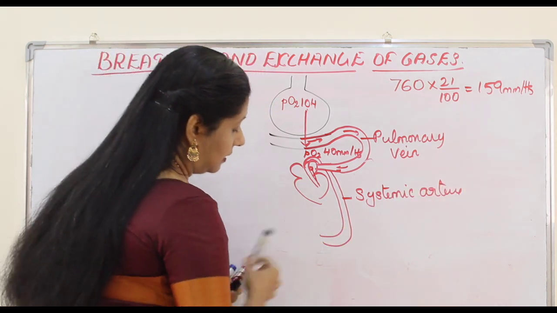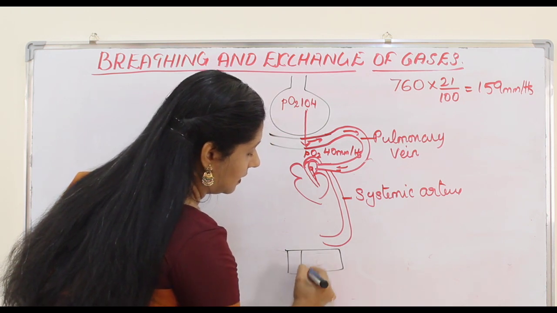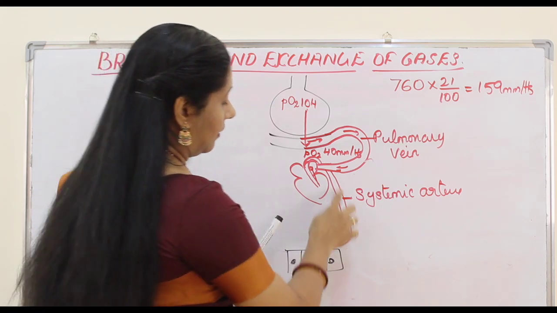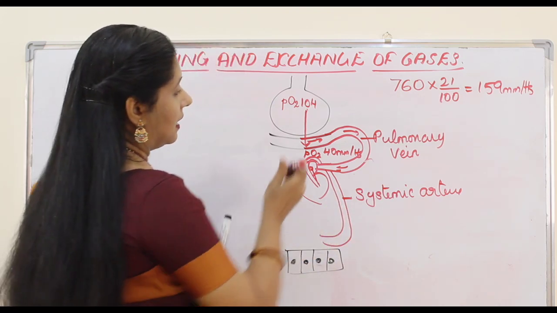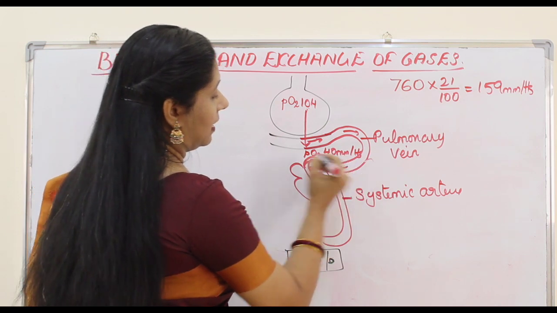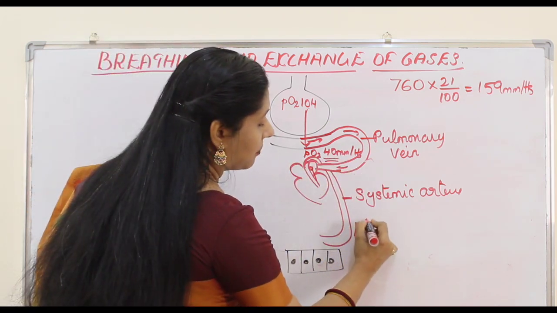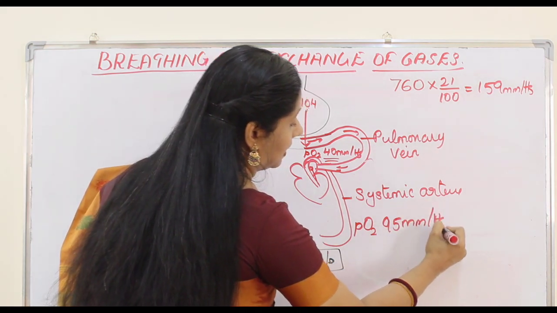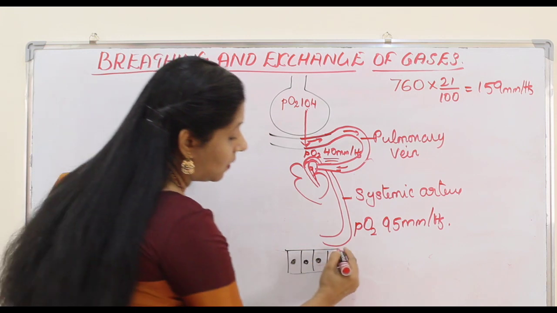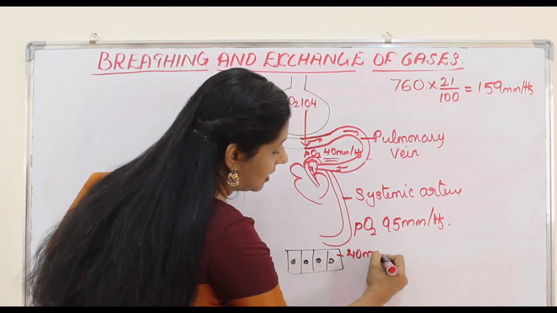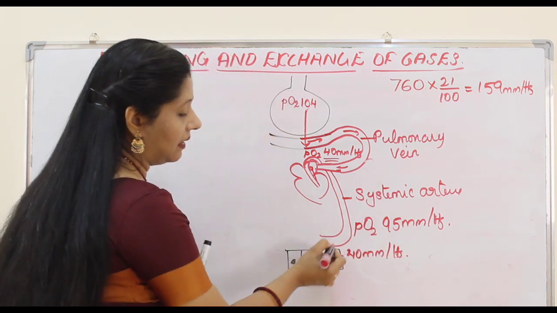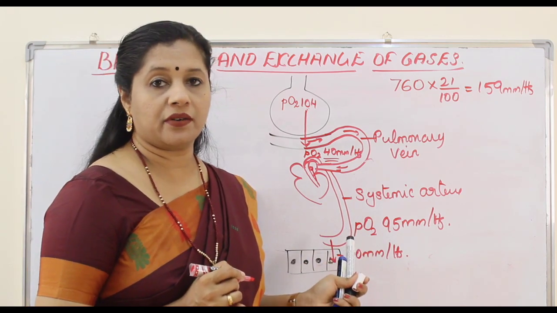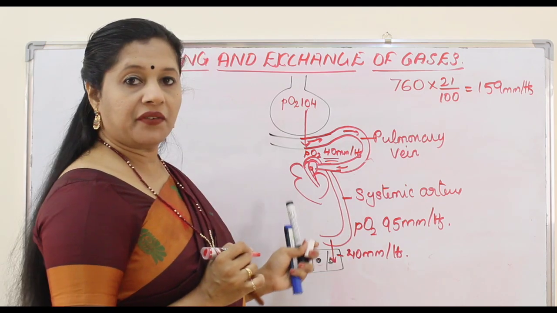So I am drawing the cells of the tissues here. Now the oxygen is reaching here. But once the 104 came into this 40, now the PO2 is 95 millimeter of mercury. But in the tissues, what is it? Only 40 millimeter of mercury. So from 95, it will jump into the tissues, because it goes from higher concentration to lower concentration. So this is how the oxygen transport is happening.